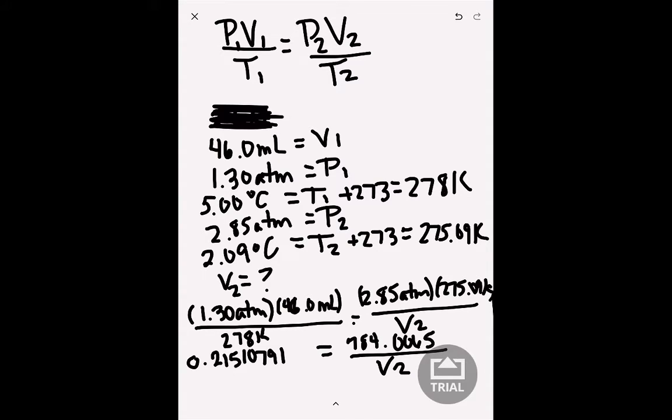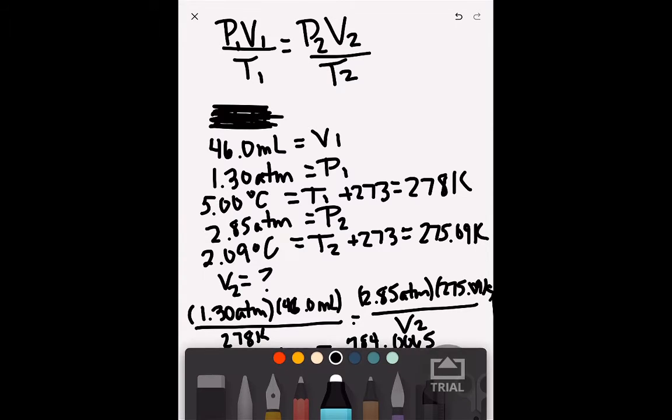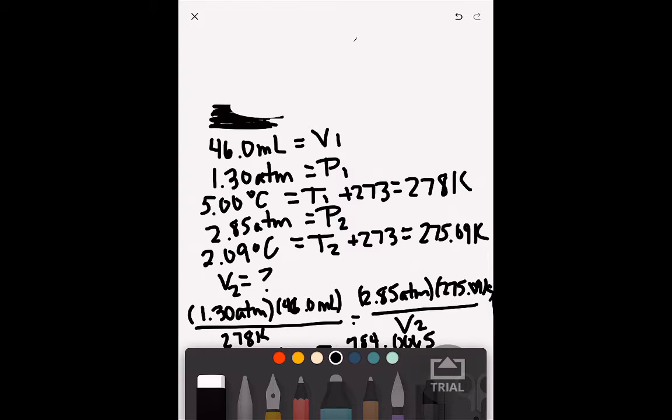So now I can solve for V2 by simply switching places with those two, and I'm going to go ahead and go back up here so that I don't run out of room down here on the bottom.